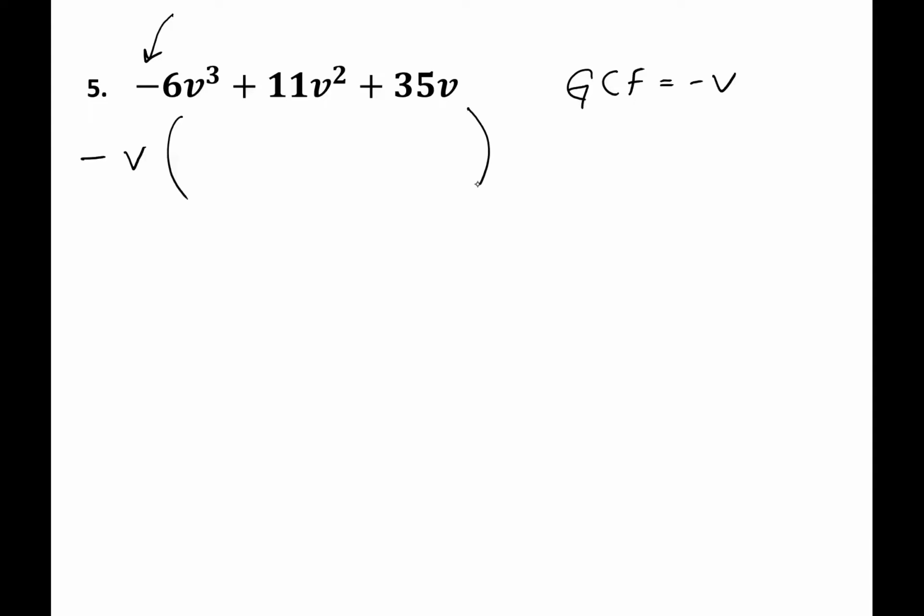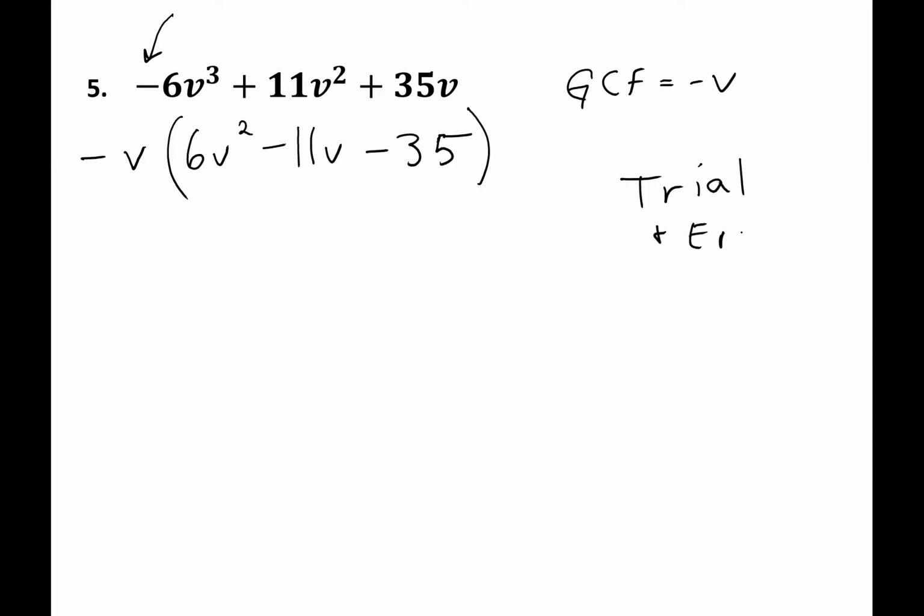All right, here's what's left over. Positive 6v squared minus 11v minus 35. Okay, now we could do the AC method. That would be fine. Getting just a little big for me to do that. So I am going to choose to do trial and error.